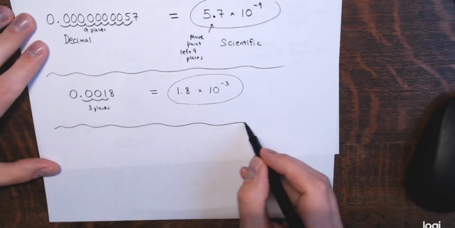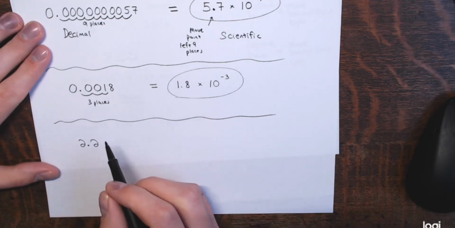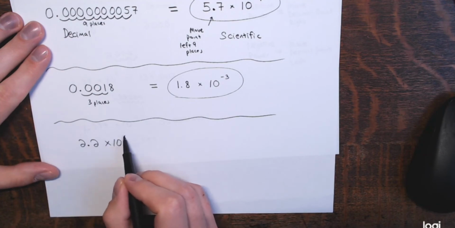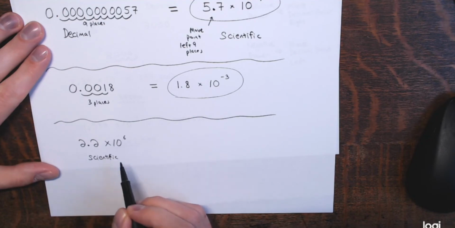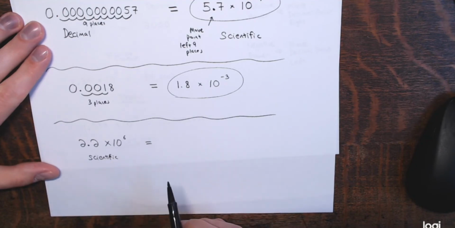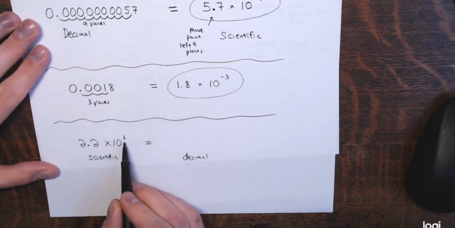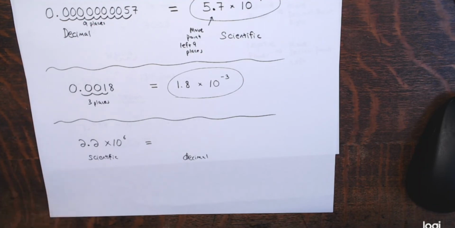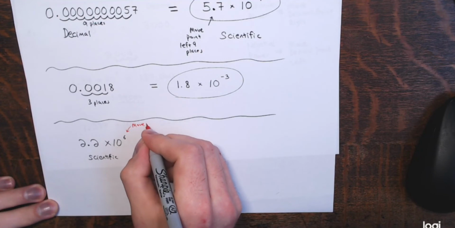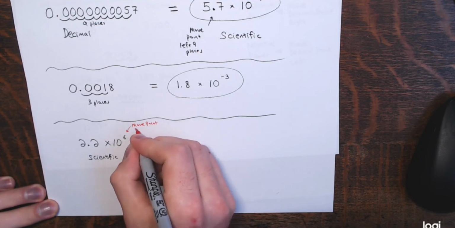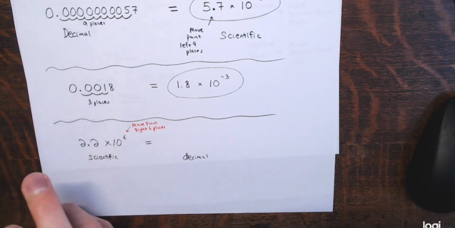Yeah, so this number we're given is 2.2, a number from 1 to 10, times 10 to the 6th. So this is in scientific notation. And then I have to change it to standard notation or decimal notation. And this 10 to the 6th, right? This 10 to the power of positive 6 is telling me to move the decimal point to the right. It's a positive number, 6 places. And then fill any empty places with zeros.